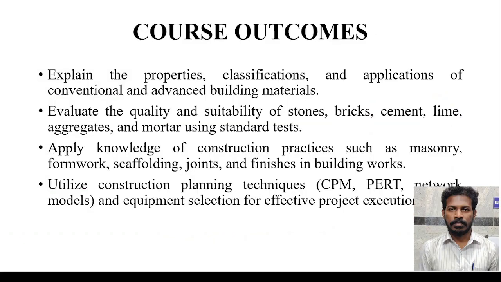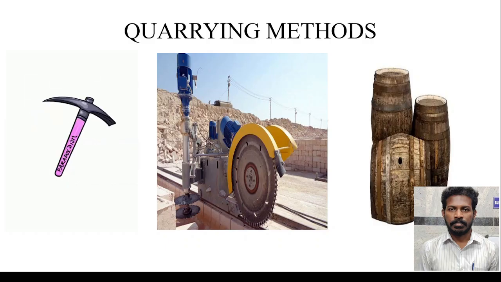Next, quarrying by use of a channeling machine. Large blocks of stones are cut in this type of method. First, cut the 3 sides, with a width of 50 to 75 mm, 24 meters in length and 240 to 370 cm depth.